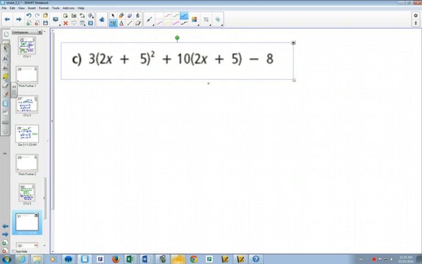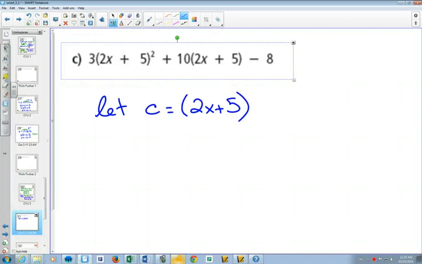C came before K, so I'll go C. We'll let C equal 2x plus 5. Temporarily again, so now instead of 2x plus 5 squared, I'd have 3c squared plus 10c minus 8.